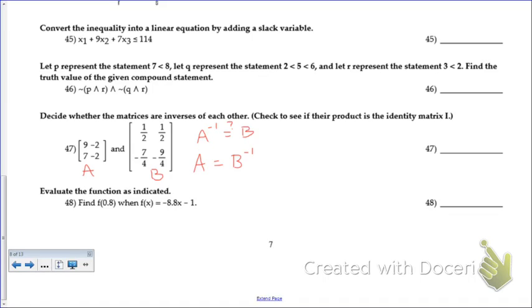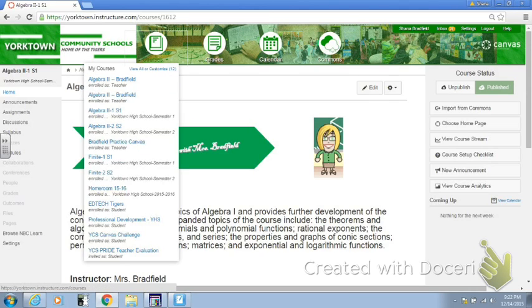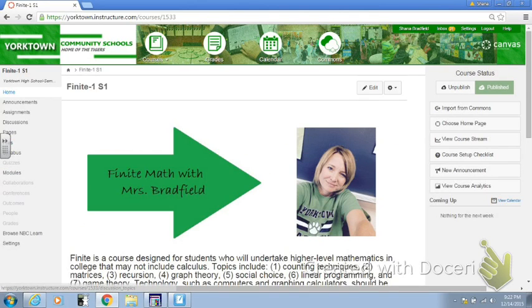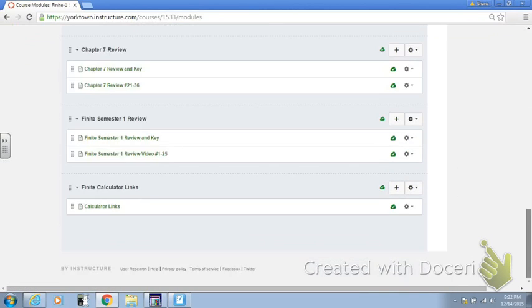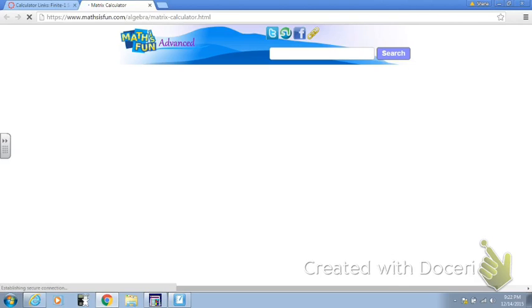for this is we can use a matrix calculator. And I'm going to go to one here and I'll show you how to work that out. So actually I'm going to go up here to Canvas and I'm going to go to Finite, and I put a link on there for you if you go to the modules. You just go all the way down and it says Finite Calculator links, and you click on that and it says Matrix Calculator. This is a super easy matrix calculator.